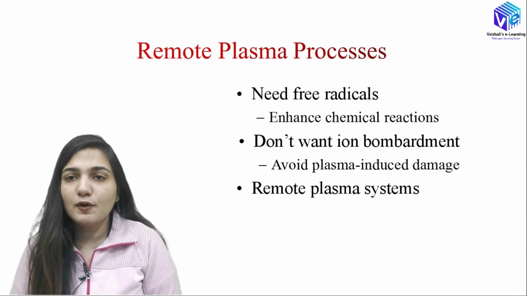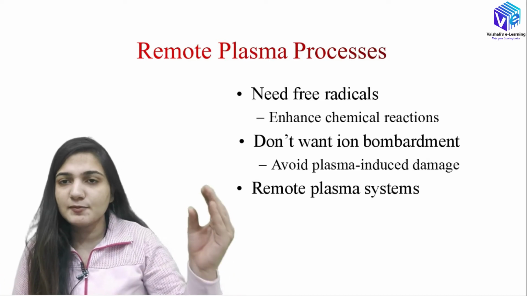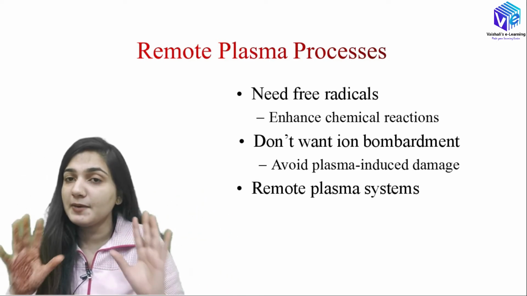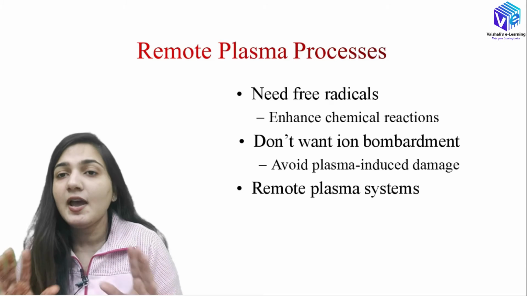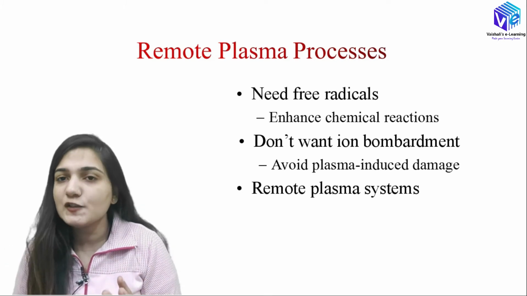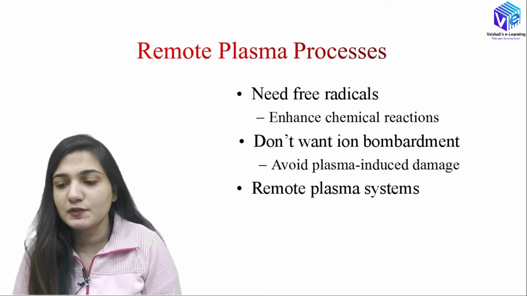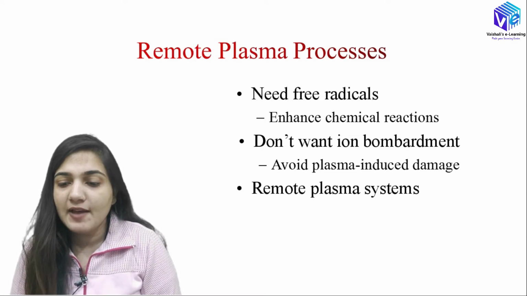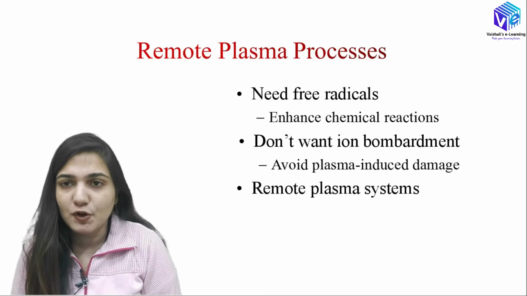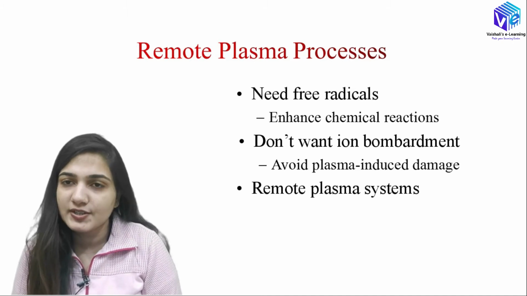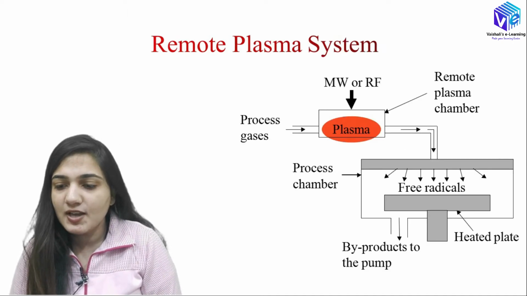Whenever we have plasma, it will be generating ion bombardment, but sometimes we don't require ions, we require radicals to react with the uppermost layer so that they will be removing the uppermost layer. So for that I will be having the remote plasma process and a remote chamber where I am generating the free radicals. So this is how the schematic of the remote plasma chamber will look.